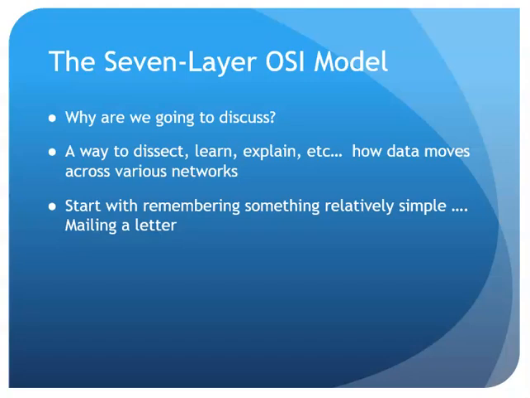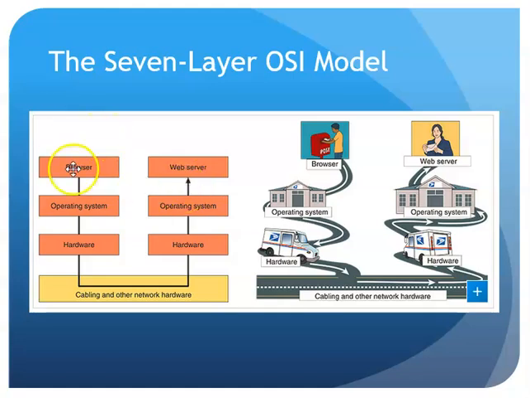All right, CNT120, Chapter 1, we're on the section on the OSI model. Why are we going to discuss this? We need to figure out how data moves around a network. So let's start with, I think they use this example here. This shows how data moves on a network. Well, if you're like me, you look at that and you're like, okay, kind of.